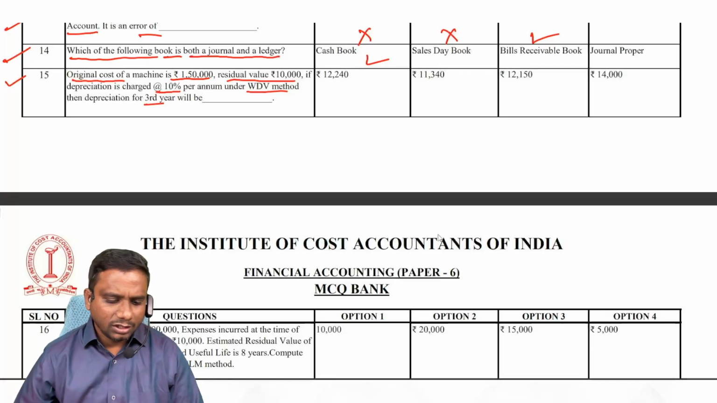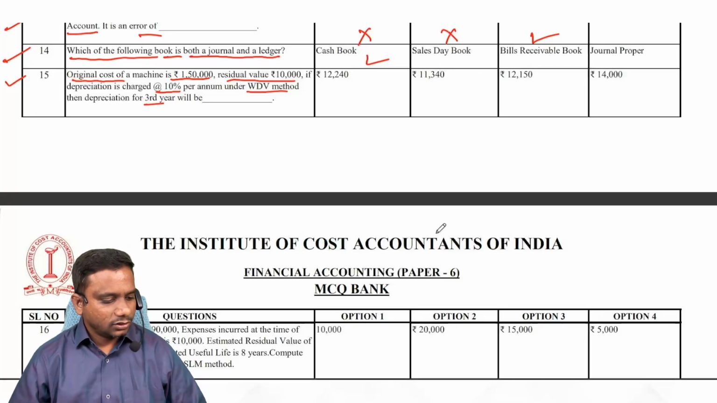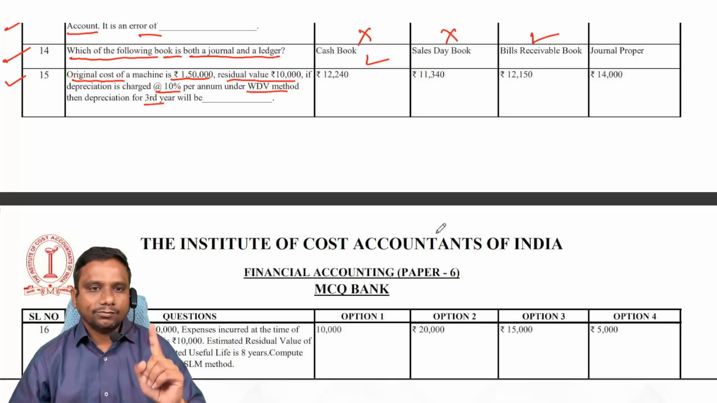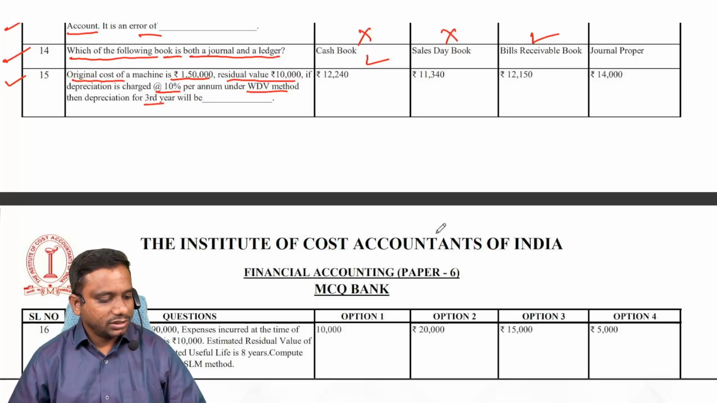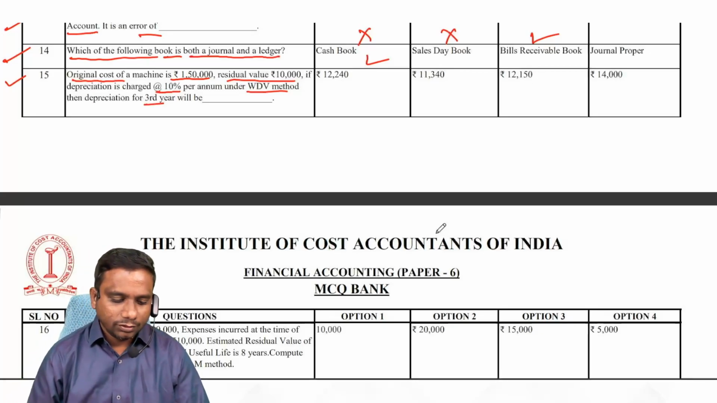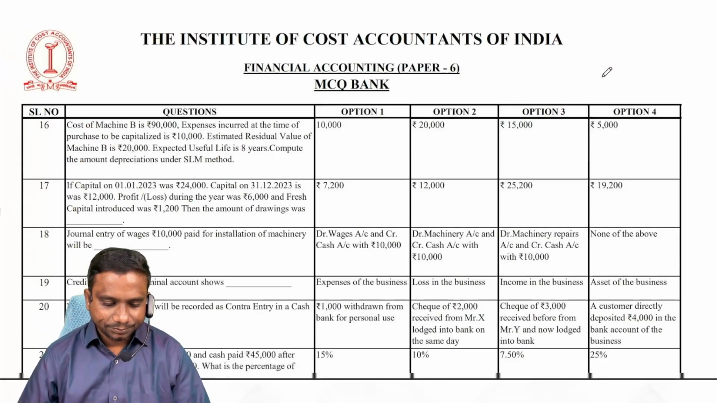10% per annum under WDV. Now look at it, then depreciation will be: 1.5 lakh is the asset cost minus 10% depreciation for the first year. So we get 1,30,000. In the second year depreciation, we get 1,21,500 into 10%. So we get 12,150 as the third year depreciation. Clear, students? Next one.